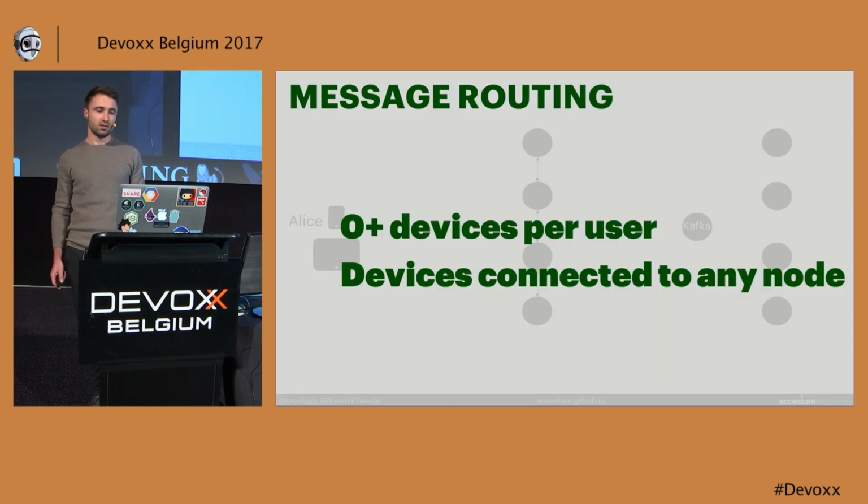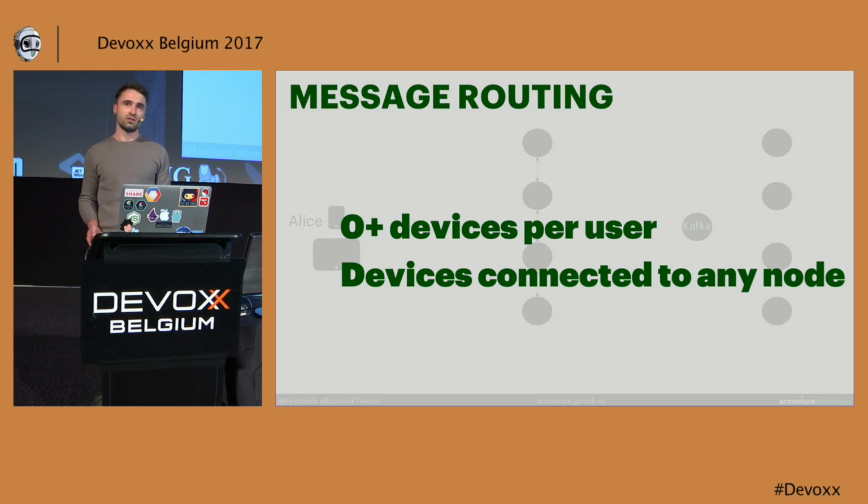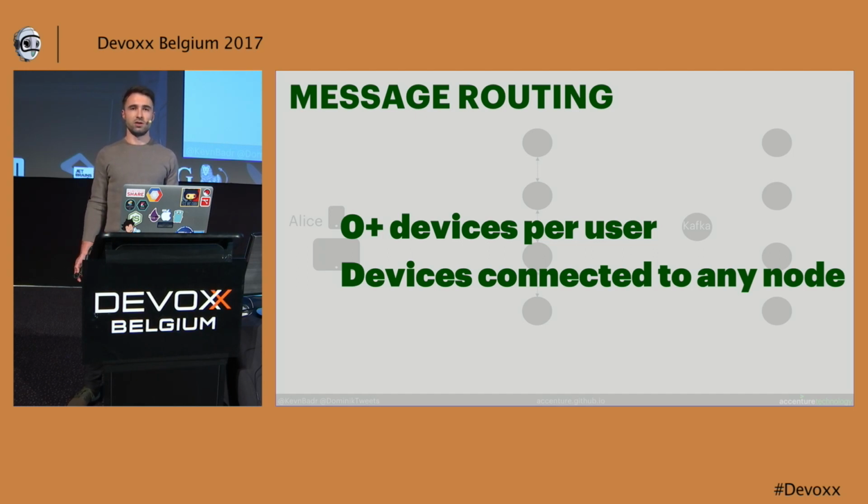Routing messages: you can have a lot of users, and each user either is not online at all or has one or more devices. And those devices are connected to any node. Usually you would have a load balancer in front of your rig nodes. And so you can't really know which devices are connected where.